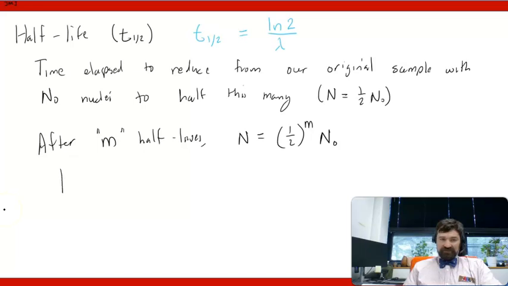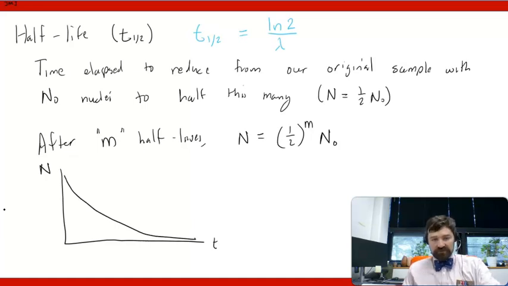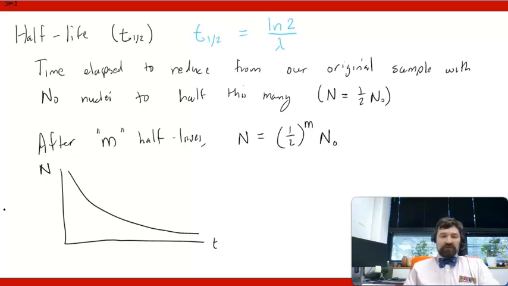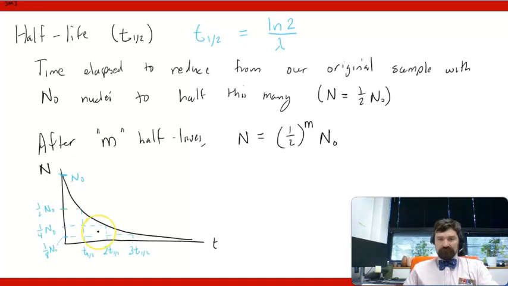So worth noting that. Graphically, if we have a number of nuclei here and a time here, and we again draw out our little exponential curve. It's not a very good exponential curve. My pen is slipping a little more than I'd like it to here. I cannot draw to save my life. Graphically, we get something that looks like this, where after one half-life, we have half of the initial sample. After 2 half-lives, we have a quarter of the initial sample. After 3 half-lives, we have 1/8 of the initial sample, etc.